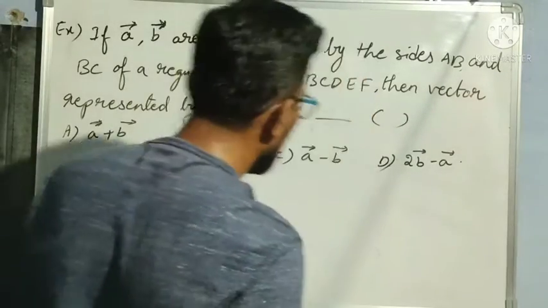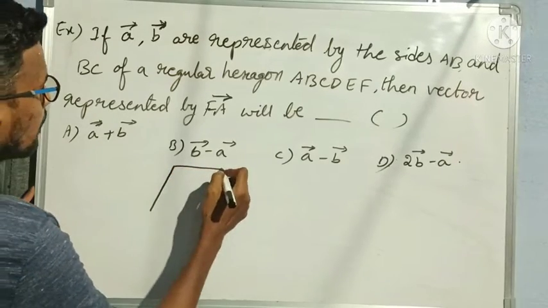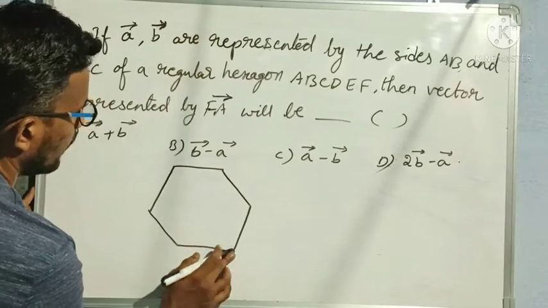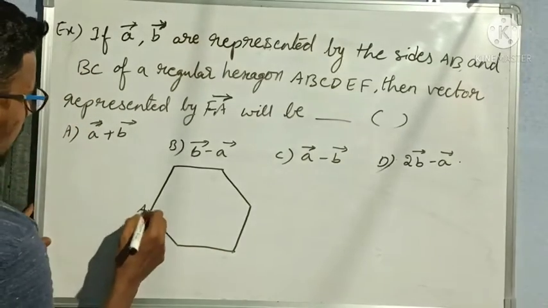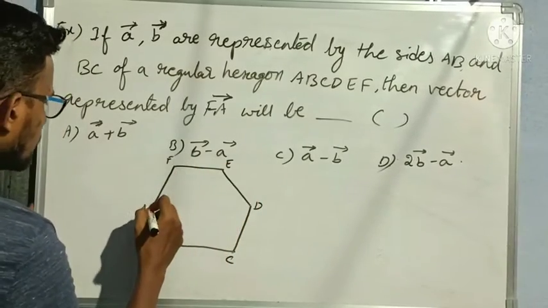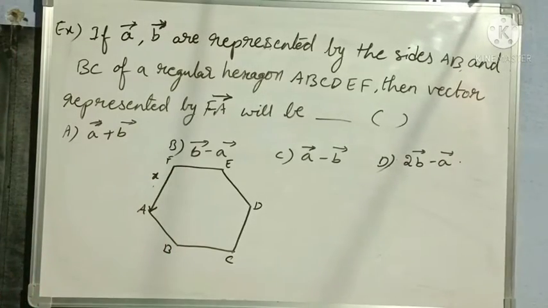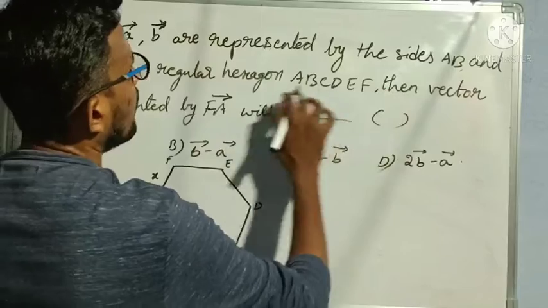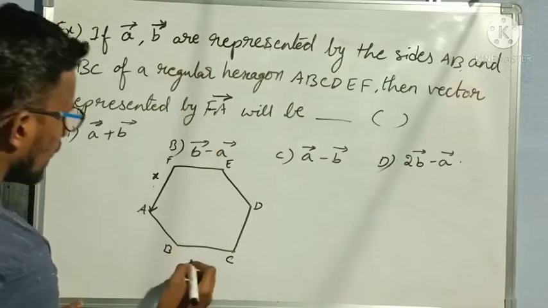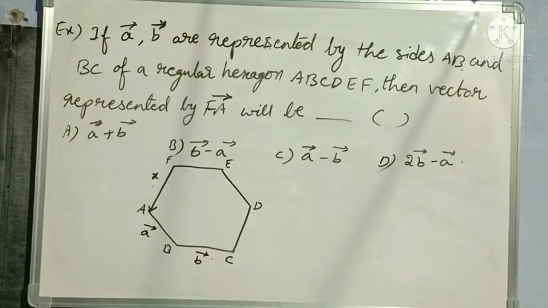So first let me draw the figure. Regular hexagon. Hexagon means how many sides? 6 sides. Okay. So this is my regular hexagon. So A, B, C, D, E, F, and the vector FA, how much we have to find out, that only I am taking as X. And what more he has given is that sides AB and BC of the regular hexagon are represented by A bar and B bar. So AB is A bar and BC is B bar.